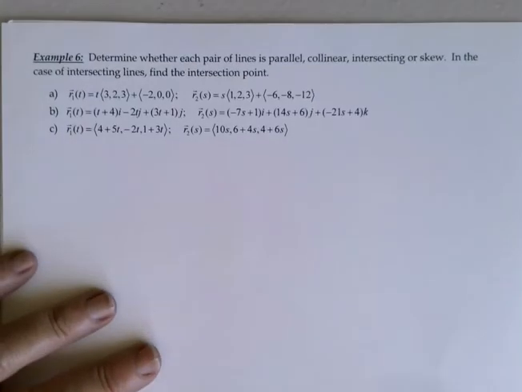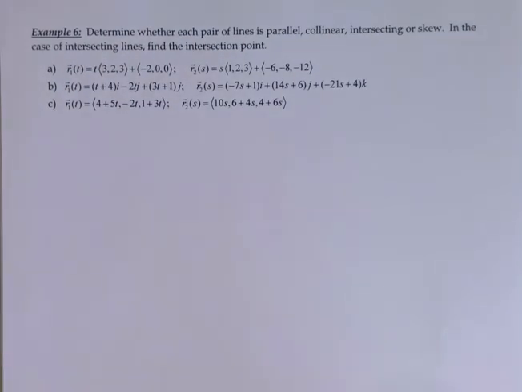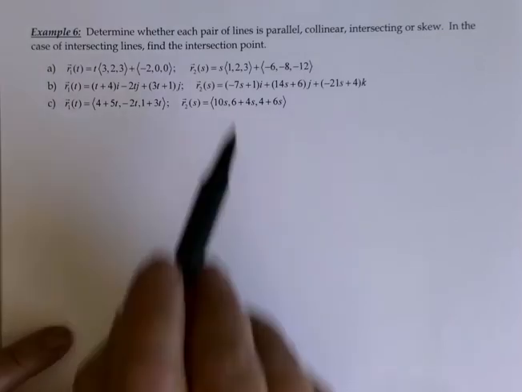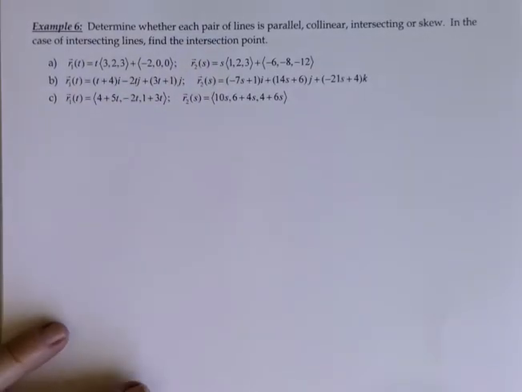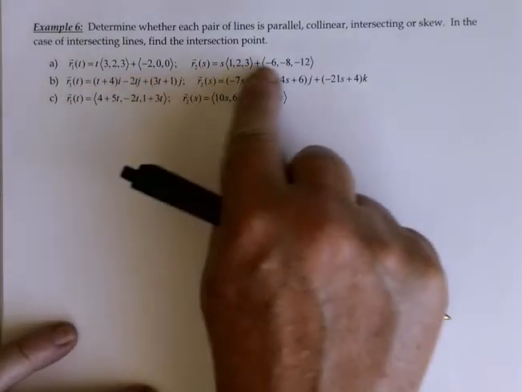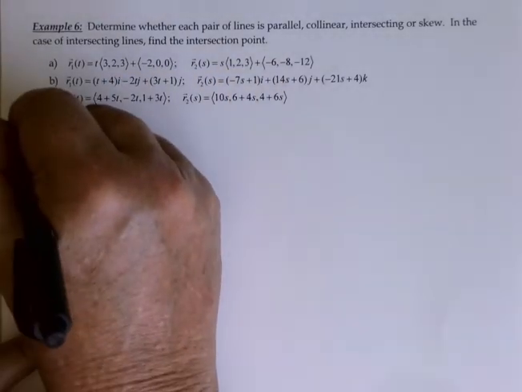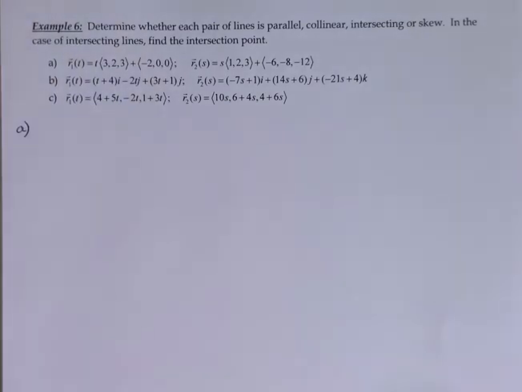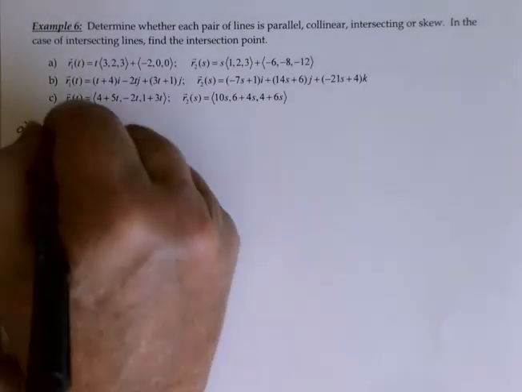Well, let's take a look at a few examples. In these three examples, I want to know whether each set of lines is parallel, collinear, intersecting, or skew. If they intersect, we'll actually find the intersection point. So let's see here. In the first pair of lines, it looks like I wasn't even nice enough to give it to us entirely in standard form, so let's do that first.